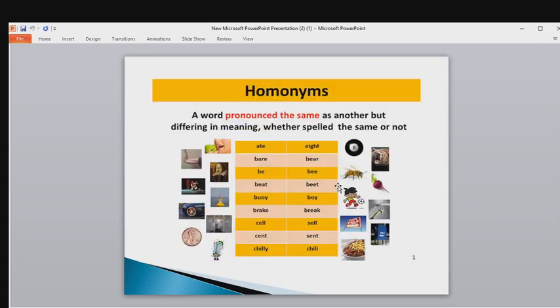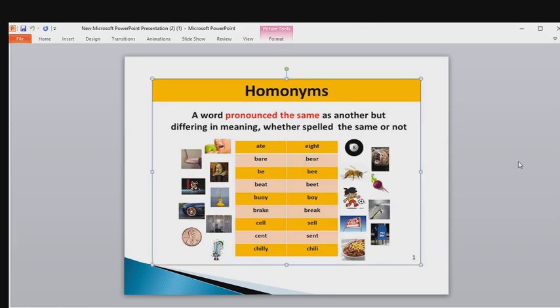Next, there is a long list of such words. What we can see here is they are pronounced similarly, but these words have different spellings as well. Obviously, they have different meanings as well. For example, ATE: she ate an apple. EIGHT means the number 8. Then bare, B-A-R-E, as in bare arms. Bear again, the animal. Be is the form of a verb.